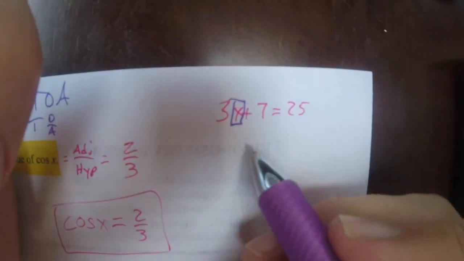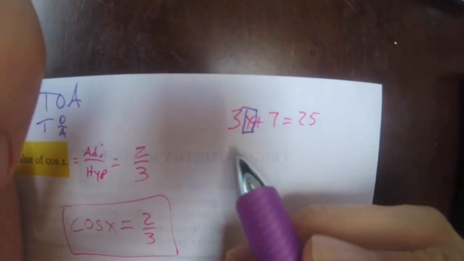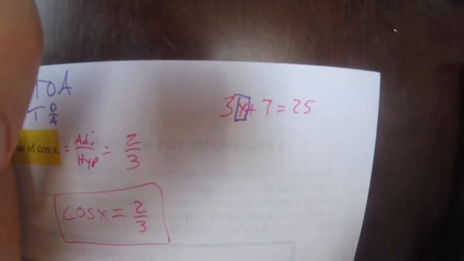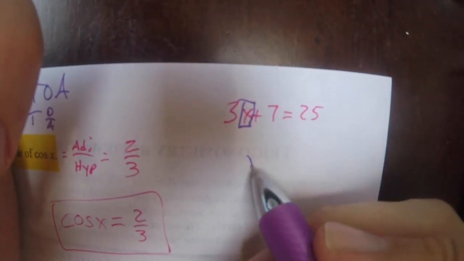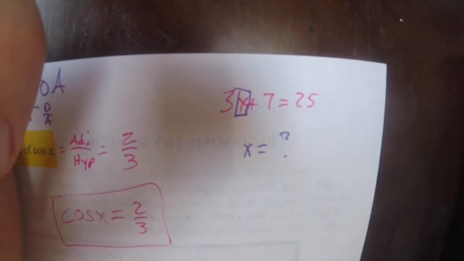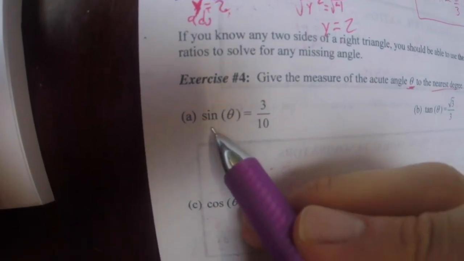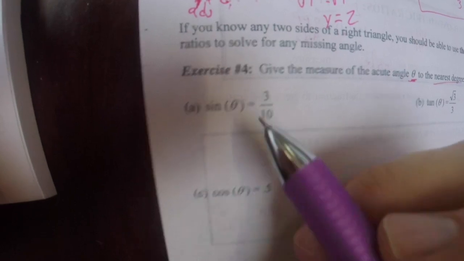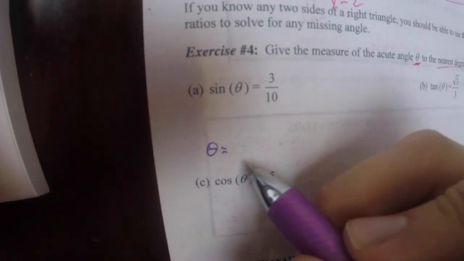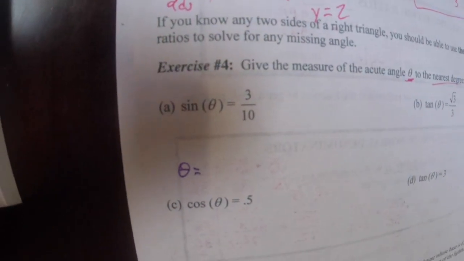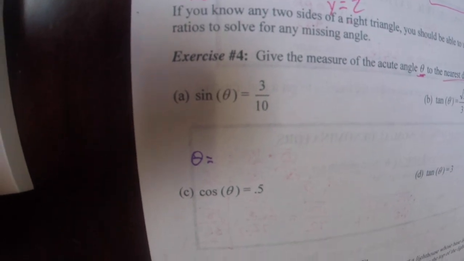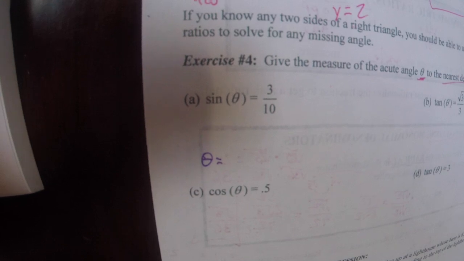And then we would subtract 7 and get rid of the 7, and we would divide by 3 and get rid of the 3, and we would be left with x equals something. Same thing here. I have to get rid of this sine, so I'm just left with theta equals a measurement. So I have to do the opposite, or the inverse, of sine.